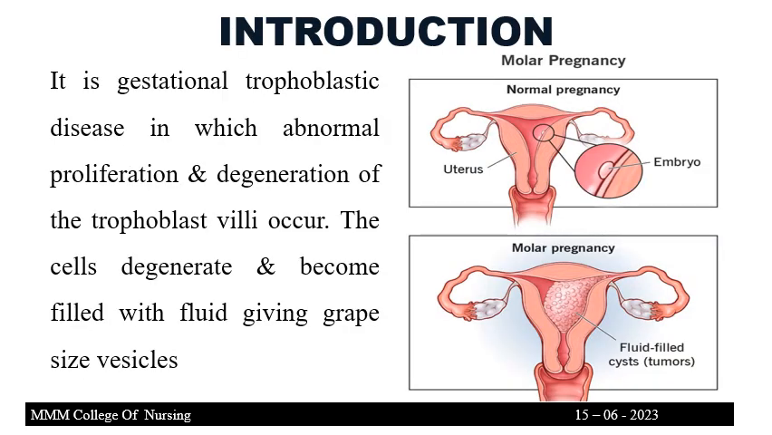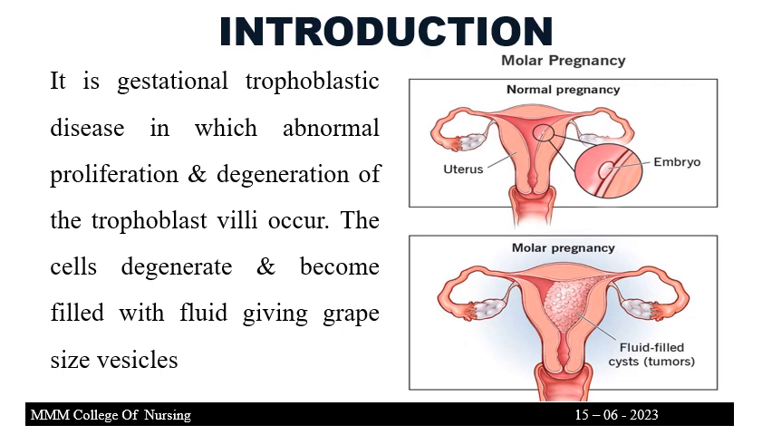Introduction. Vesicular mole is a gestational trophoblastic disease in which abnormal proliferation and degeneration of trophoblastic villi occur. The cells degenerate and become filled with fluid, giving grape-sized vesicles. A hydatidiform mole is also known as the vesicular mole. It is a gestational trophoblastic malformation in which the chorionic villi will be present in the placental bed.